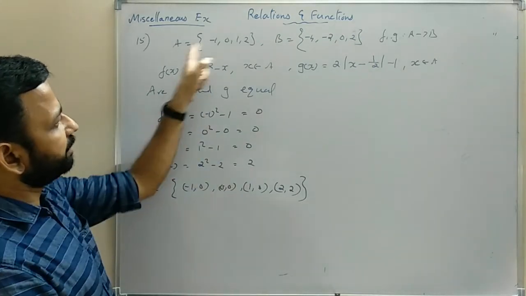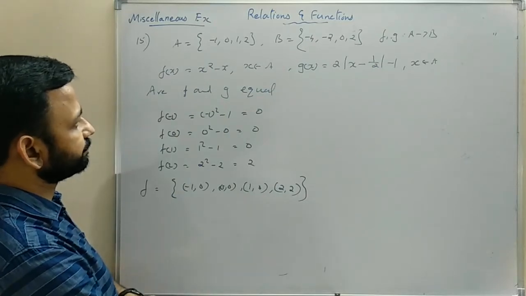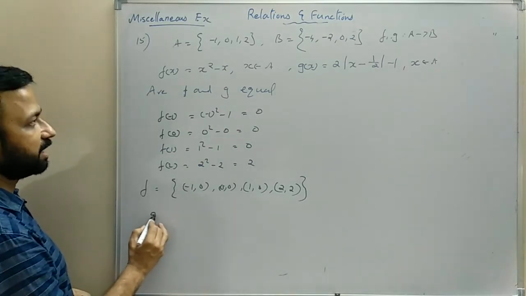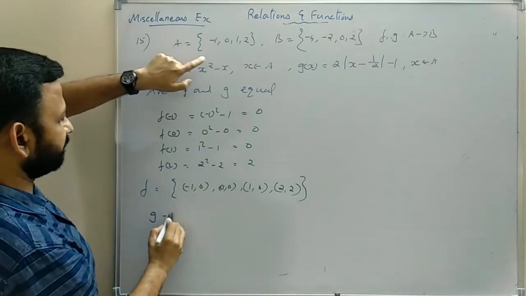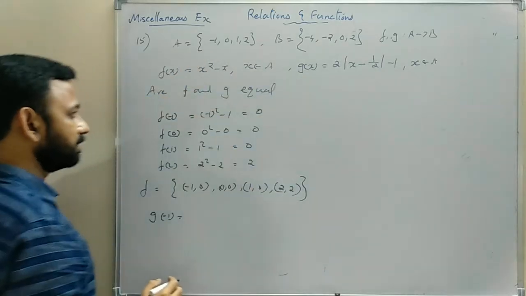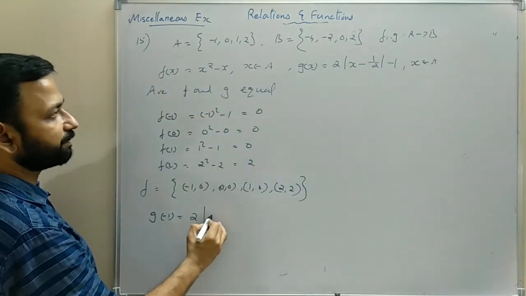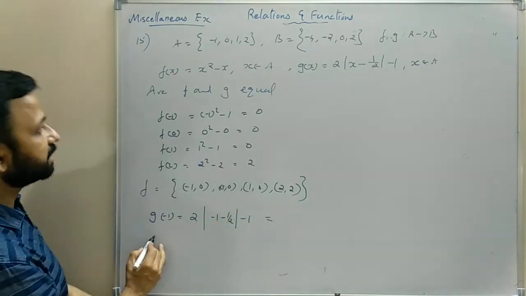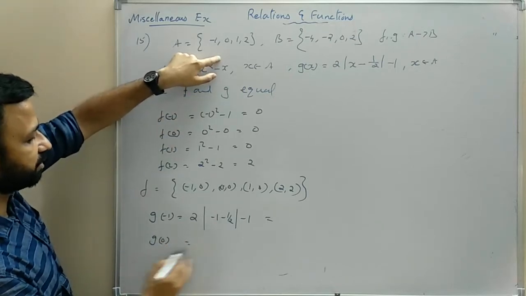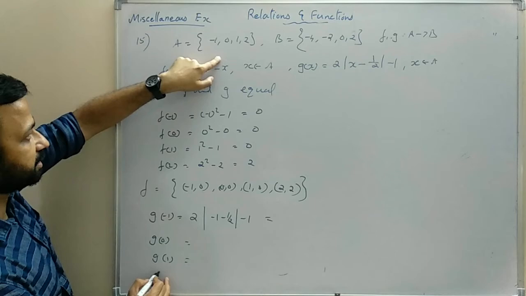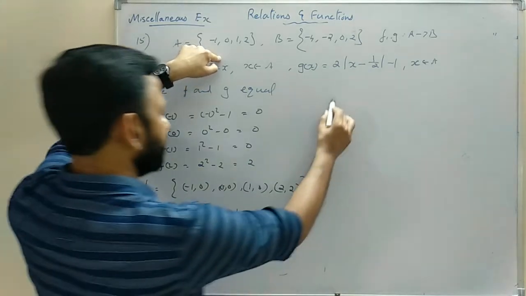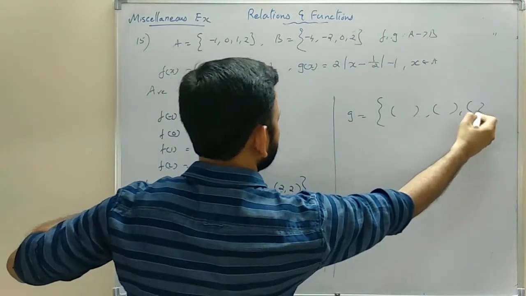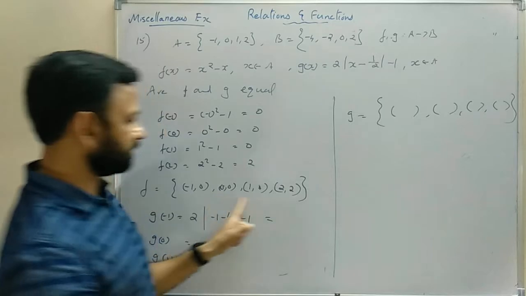g(x) is a function from A to B. Similarly, we will find g of -1. G of -1 is 2 into modulus of -1 minus 1 by 2, minus 1. Then we will get one answer. Then we will find g of 0, g of 1, and g of 2. Then we will write the function g as a set of ordered pairs, the same way.